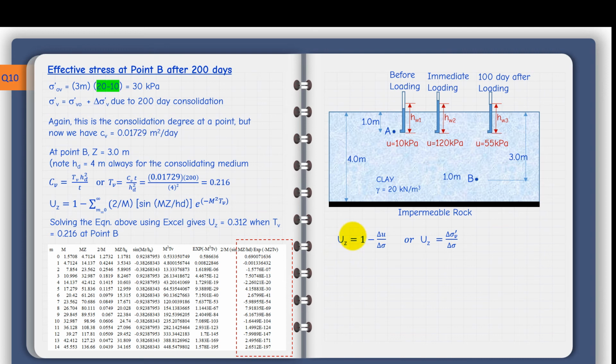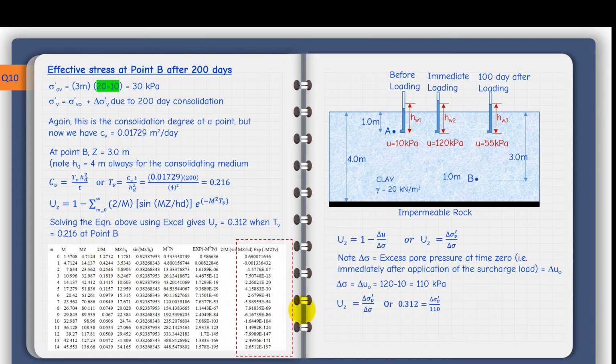Let us define again the degree of consolidation at a point. It's either 1 minus delta U over delta sigma. Delta U is the excess pore water pressure, and delta sigma is the total stress due to the external load. Or basically, it's the change in the effective stress, delta sigma dash V, divided by delta sigma. So you need to know that these two equations are equivalent. So I have delta sigma, remember, which is the excess pore water pressure immediately after applying the surcharge. We called it delta U naught. And this came as 110 kPa.